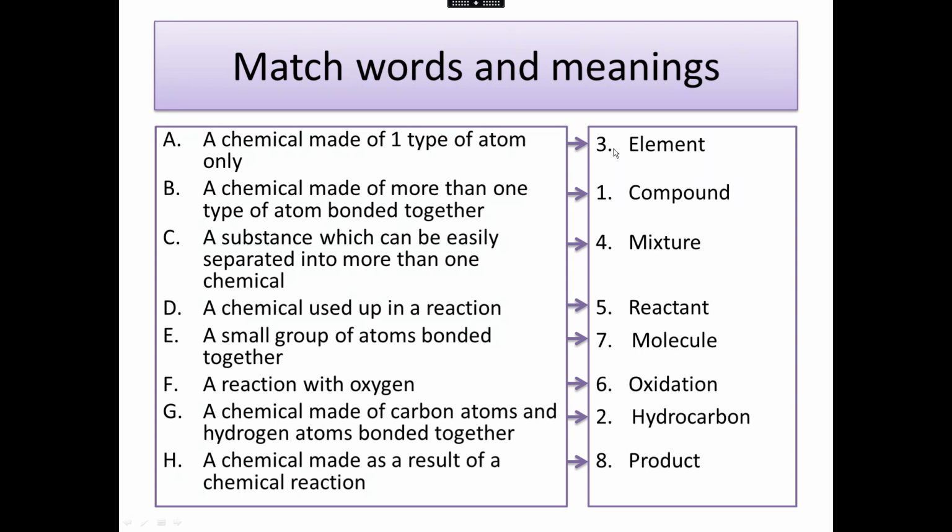An element is made of one type of atom only. A compound is made of more than one type of atom bonded together. If a substance can be easily separated, it is a mixture. A chemical used up in a reaction is called a reactant. A molecule is a small group of atoms bonded together.